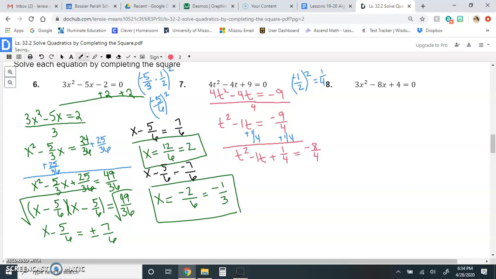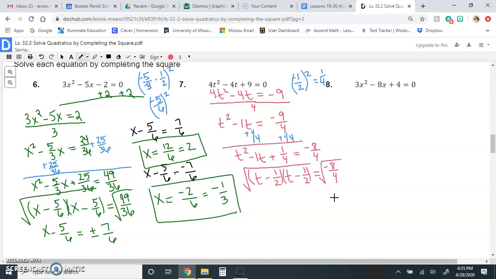I am ready to factor, so t minus something and t minus something give me negative 8/4. The square root of 1/4 is 1/2, so it'd have to be a 1/2 and a 1/2, because when multiplied they equal positive 1/4, but when added they equal negative 1. So I'm ready to square root.